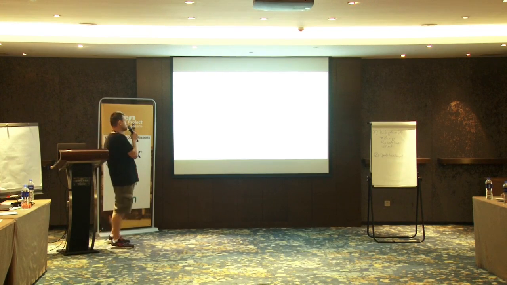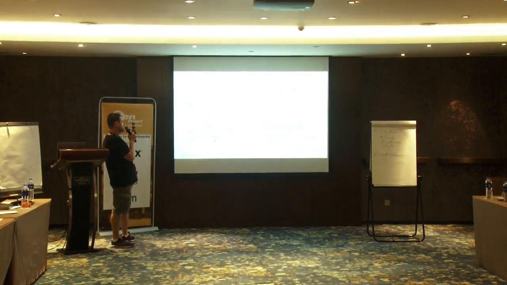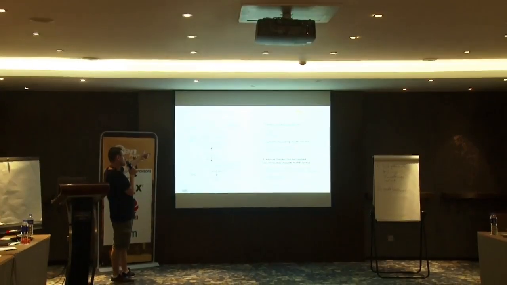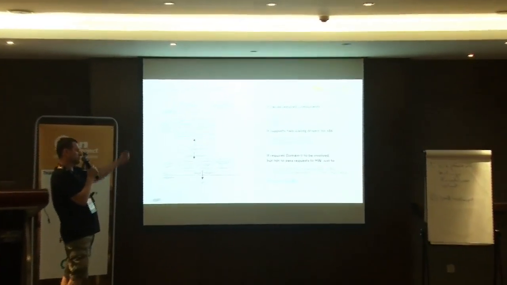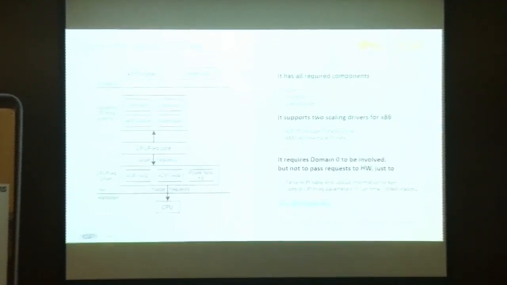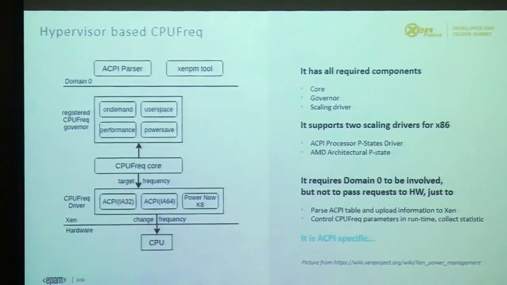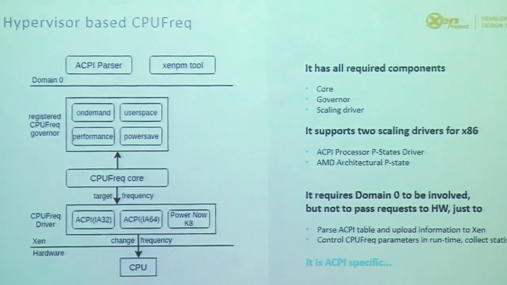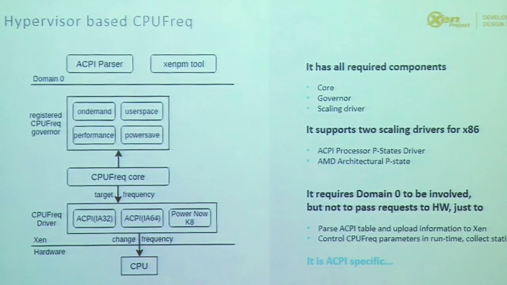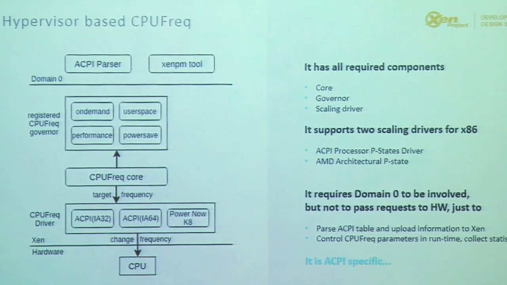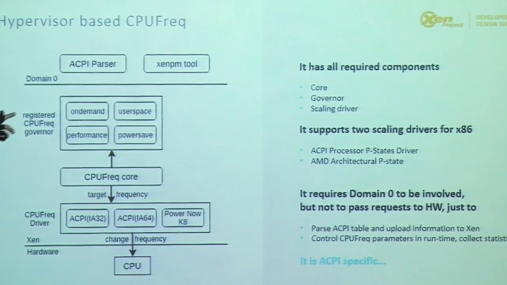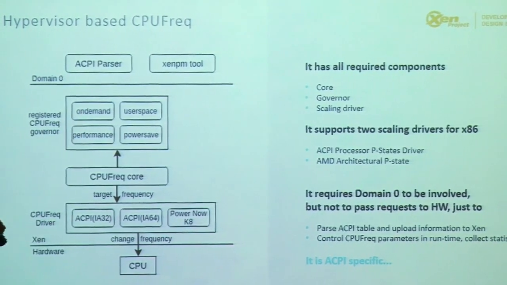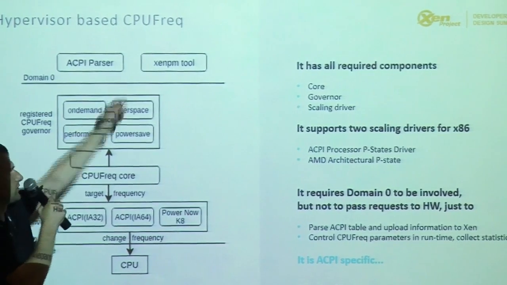So, hypervisor based CPUFreq. As you can see, the CPUFreq infrastructure in Xen is similar to Linux. Two scaling drivers for x86 are supported. Although it is hypervisor based CPUFreq, it requires domain 0 to be involved, but not to scale the CPU, just to parse ACPI tables and upload information to Xen, and to control CPUFreq parameters at runtime via the Xen tools.